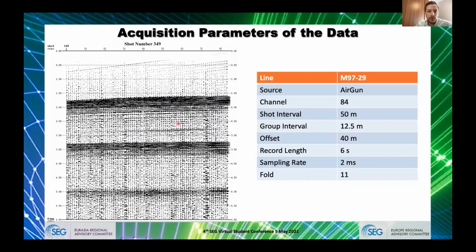If we go to the acquisition parameters of the data, you can find the exact parameters in this table, and you can see the raw data from shot number 349 from the section. We can easily see our primary reflections over here, and the first-order and second-order multiple reflections are located over here.